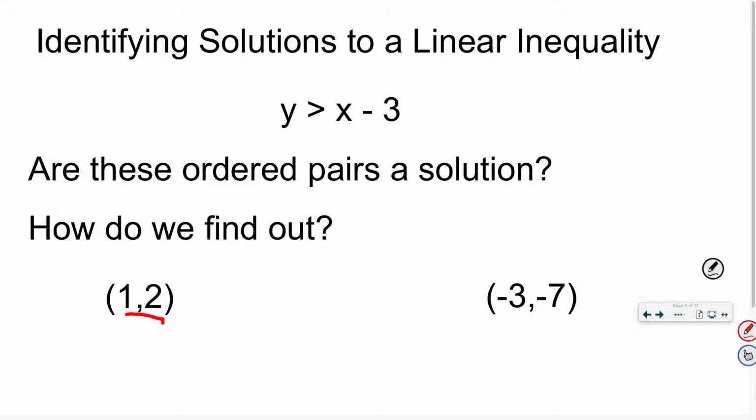Okay, I will rewrite this inequality where x is 1 and y is 2. So this becomes 2. What's the symbol? Greater than. So this says, 2 is greater than negative 2. Is that a solution for this inequality? Yeah. How do we know? Because negative 2 really is less than 2, and if you wanted to read it the other way, 2 really is greater than negative 2. So this would be a solution.